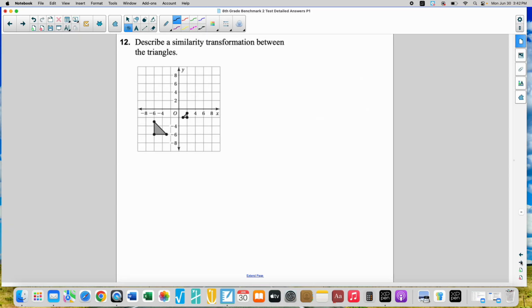Number 12, describe the similarity transformation between the triangles. All right, so let's take the small one and, well, if we rotate that, no. Oh, over the y-axis. I like that. Let's reflect it over the y-axis. If I reflect it over the y-axis, I get this, right? I think that looks pretty good. If I reflect it over the y-axis, that's just changing the x value.